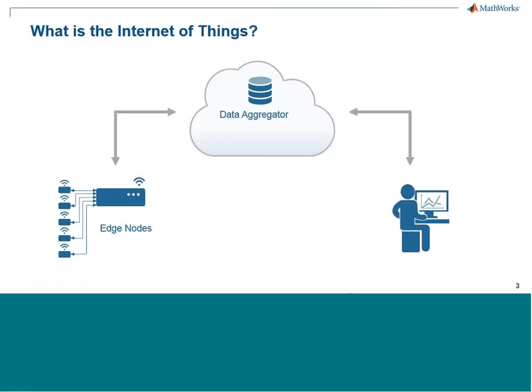Then that data gets sent to a data aggregator in the cloud, and that's the middle section of the diagram. And then on the far right part of the diagram, we have what we call the exploratory analysis part of the workflow. And the person who sits in the right side of the diagram is typically designing algorithms that will either live on the edge nodes, on the sensor devices themselves, or be deployed back to the cloud.